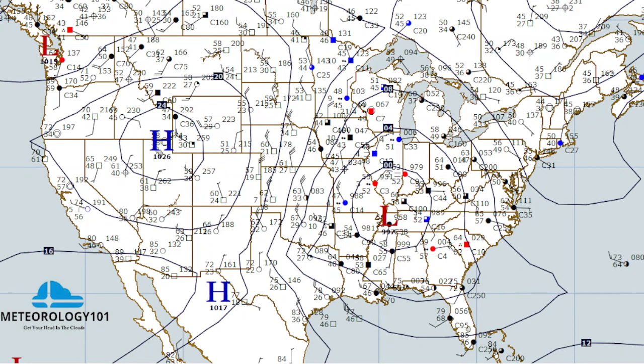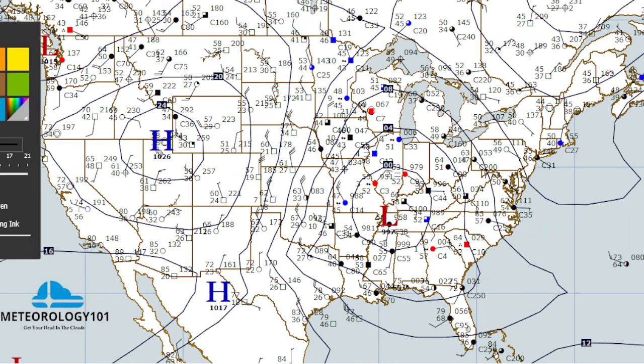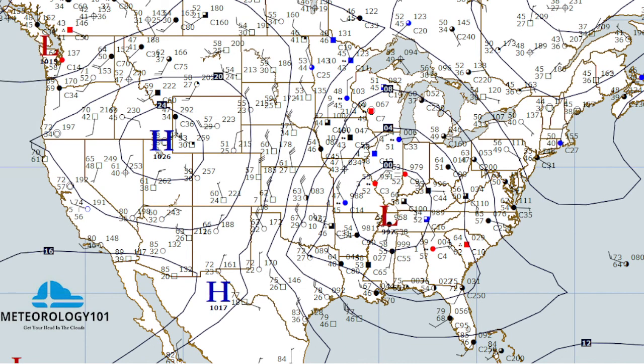Okay, so let me get rid of this. We are going to actually not get rid of that. We need that. Let's go. We're going to need blue for the cold front. Now, if this was the case, man, it's going to be tricky.